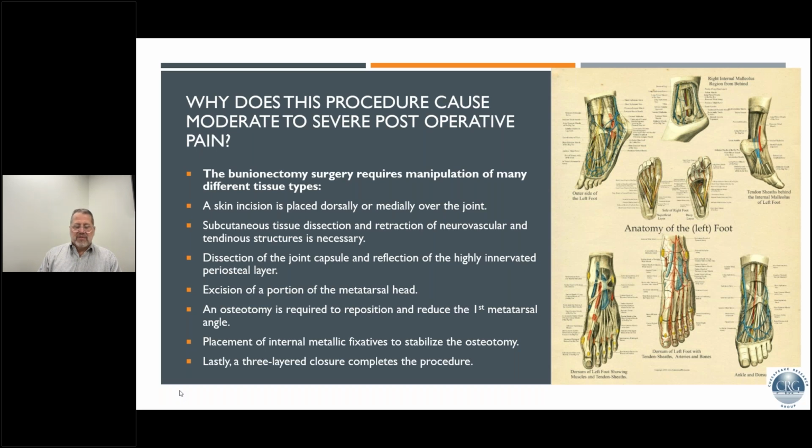The medial portion of the enlarged metatarsal head is removed. An osteotomy, or bone cut or fracture, is required to reposition and reduce the first intermetatarsal angle. The osteotomy is then stabilized with internal fixation, typically using screws. Lastly, there is a 3-layered closure to complete the procedure.